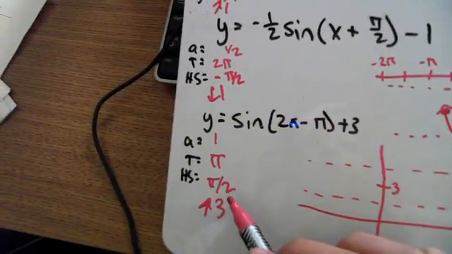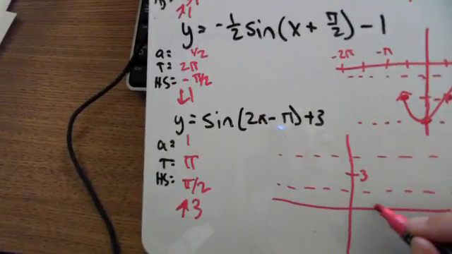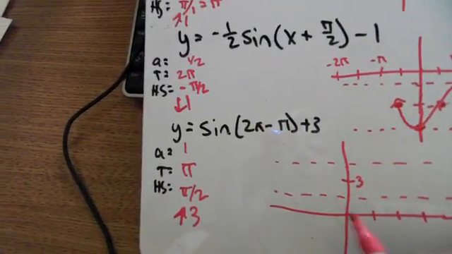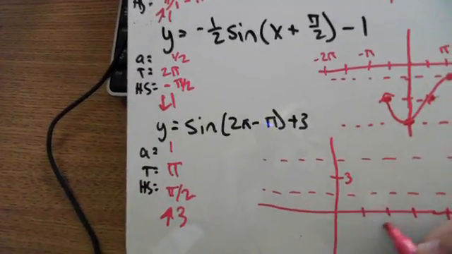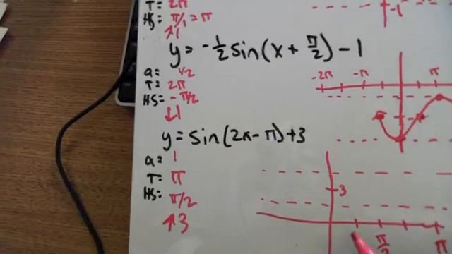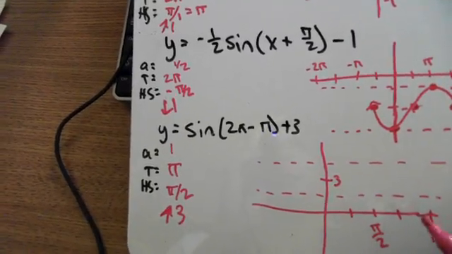We have a horizontal shift of pi over 2 and a period of pi. So this time, when I draw my 4 marks, I know that we're going to divide pi into pi over 4. So this is going to be pi over 2. This is going to be pi. This would be pi over 4 and 3 pi over 4 if you want to fill those in.